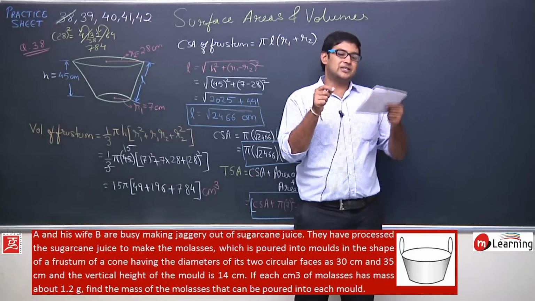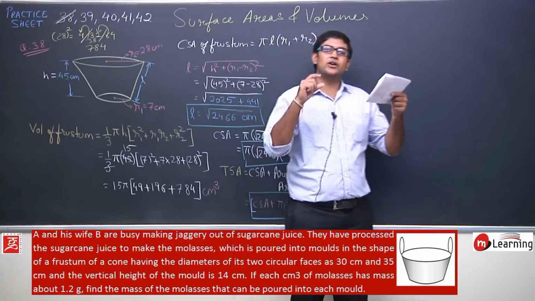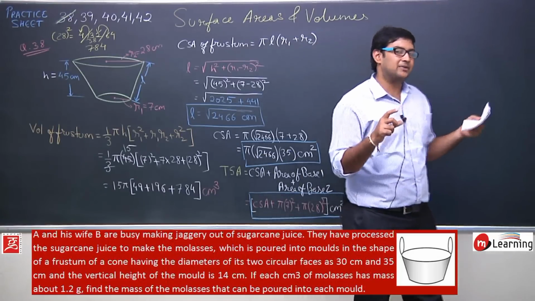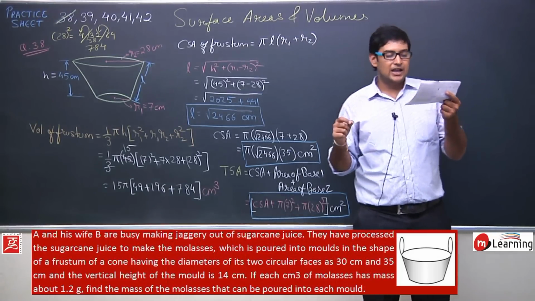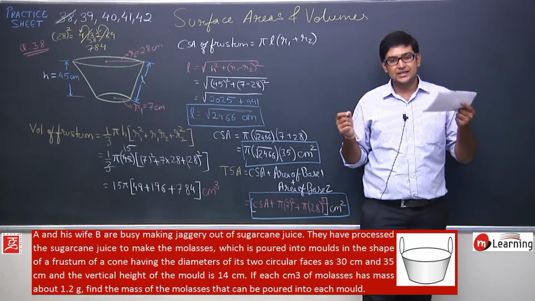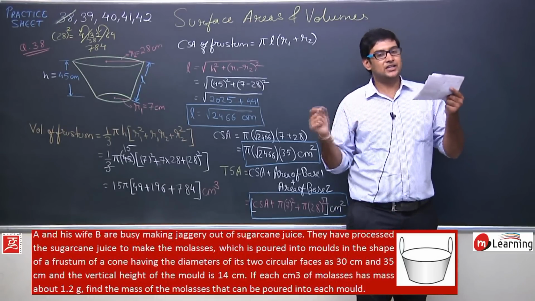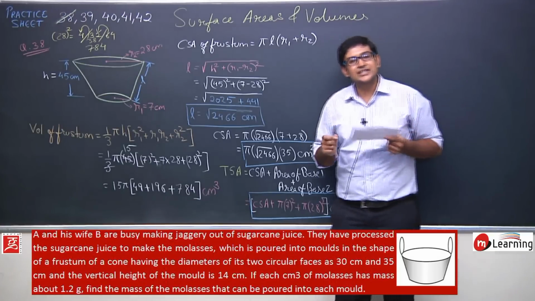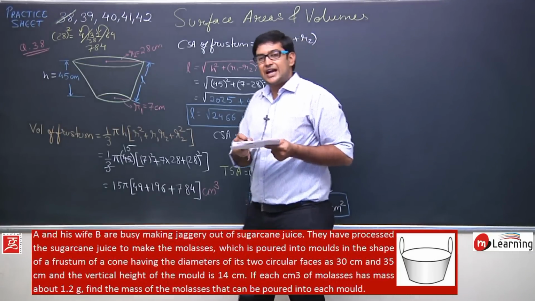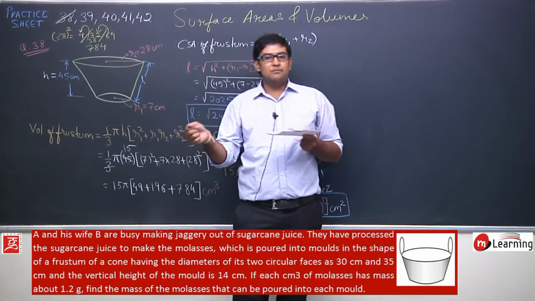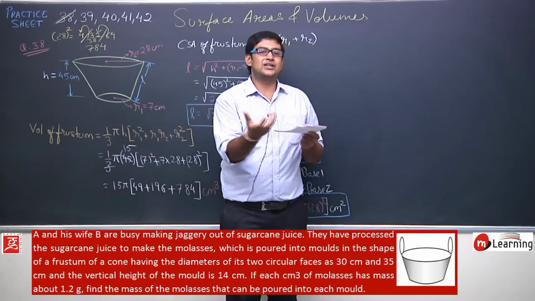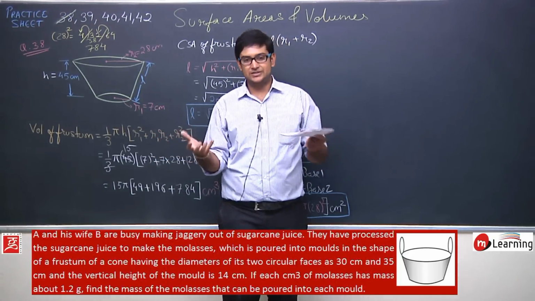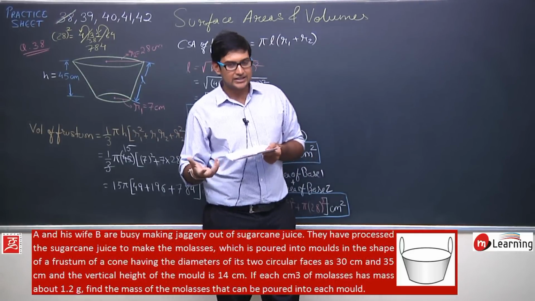So this frustum has a height of 14 centimeters. Each frustum has a height of 14 centimeters, and the radii of its bases are 30 centimeter and 35 centimeter, as you can see in this figure. So what is the question asking? Question says that what I am doing is I am pouring the molasses into a single frustum. I have multiple frustums. Okay, I have multiple buckets, that is containers.